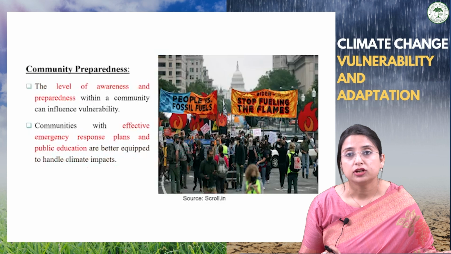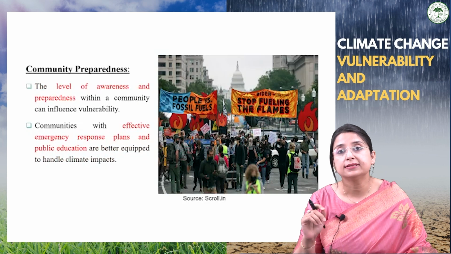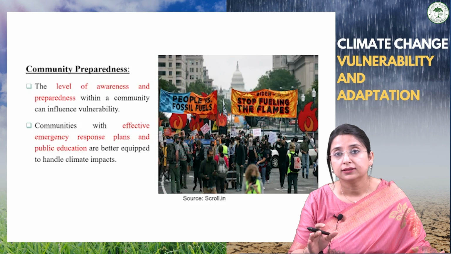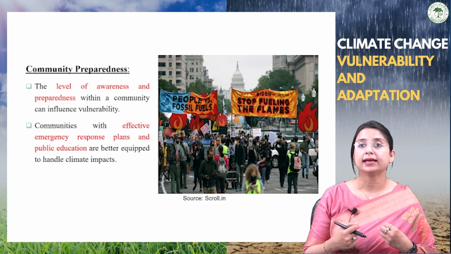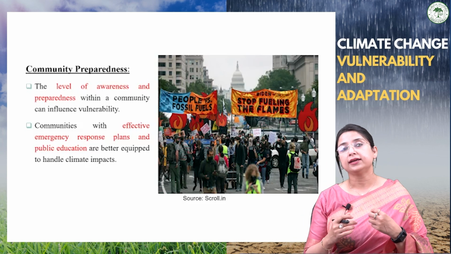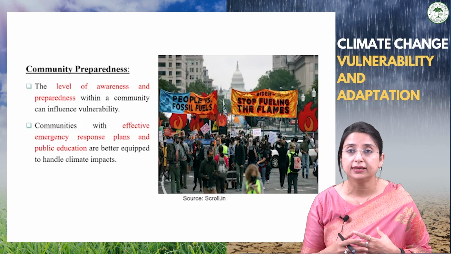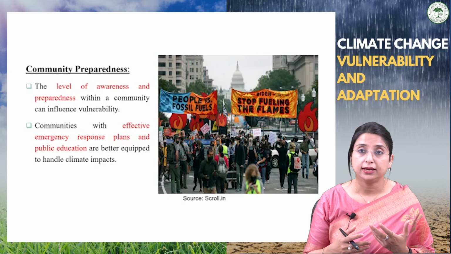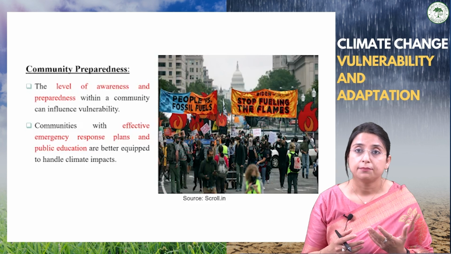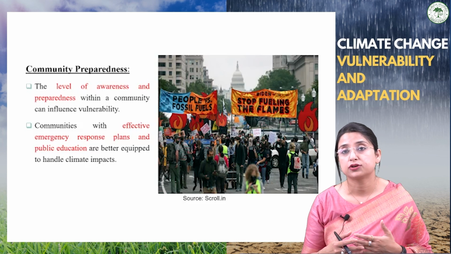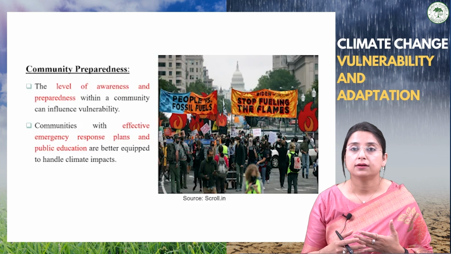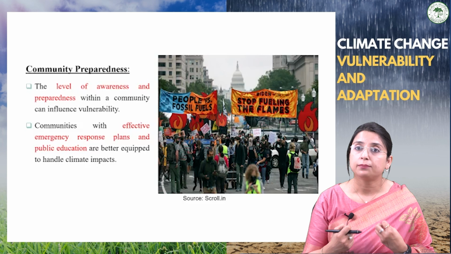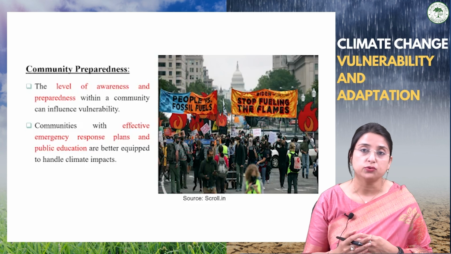In terms of community preparedness, what does preparedness actually do? When we are prepared for something, we can reduce the negative impact. Here we are talking about preparedness regarding the negative impacts of climate change, maybe in terms of hurricanes, storm surges, drought conditions, or even temperature rise and erratic rainfall. If we are already prepared, then we can reduce the impact.